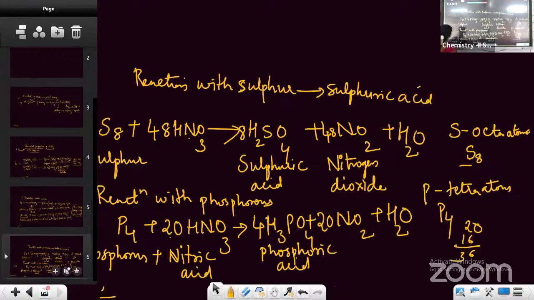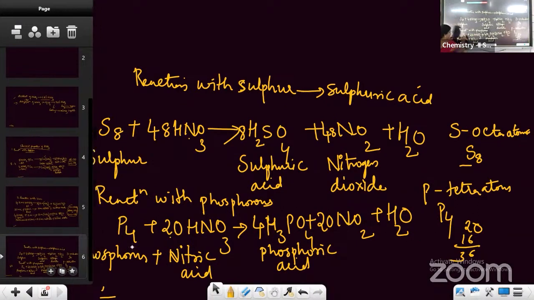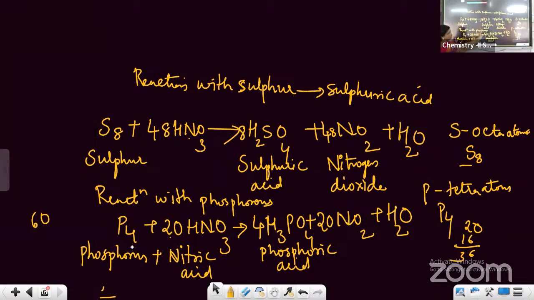And the last one is with the nonmetals. So nitric acid reacts with sulfur to give sulfuric acid, nitrogen dioxide and water. Why we are taking S8, as I told you, sulfur is octaatomic, meaning one sulfur molecule contains 8 atoms. The next is with phosphorus. Phosphorus is tetraatomic, therefore we are writing P4. So phosphorus reacts with nitric acid to give phosphoric acid. Please note here, these two products are the same for both the reactions.